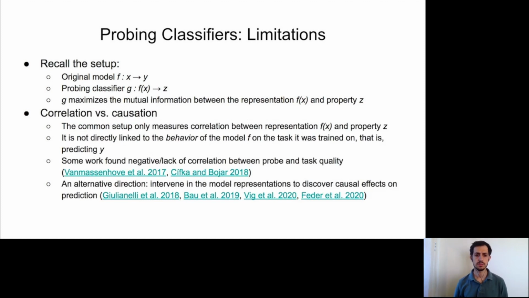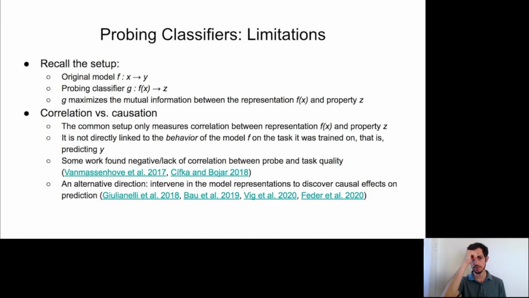Well, why does this matter? Some previous work found a lack of correlation between these two aspects, between the quality of the probe and the quality of the model in the original task, either lack of correlation or even negative correlation. So this is a bit concerning. Maybe we have a good working probe, and we think we have good representations, but the model is not performing well on the task, so maybe it's not even using the information.